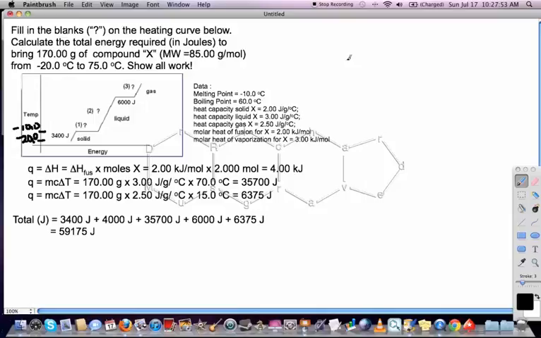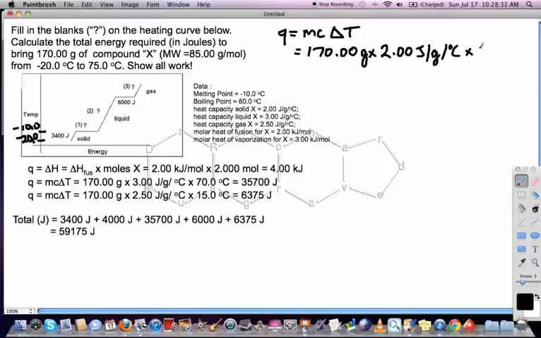So what we're going to do here is figure out how much heat is required to make that transformation occur. That's going to be Q equals mc delta T, and the mass here is 170.00 grams. We're looking at the heat capacity of the solid here, and there it is, 2.00 joules per gram per degree Celsius. The important part of the temperature change is going to be from minus 20 to minus 10, so we're looking at 10.0 degrees Celsius.